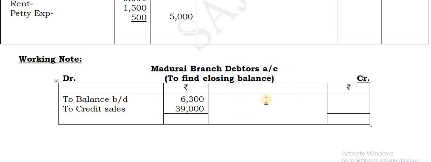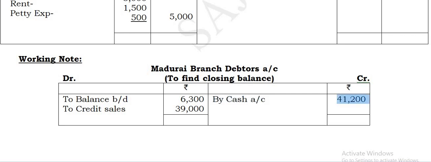Any decrease in the value of debtors will always be taken on credit side. So here cash received from debtors is there. So write by cash account, that is a cash received 41,200. No further other items like bad debts, discount allowed or sales returns. No such items are given here. Therefore, find the total.